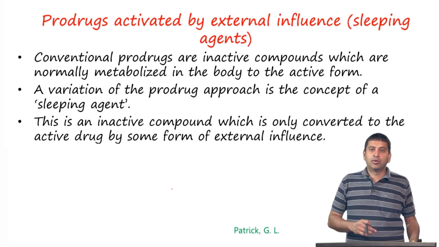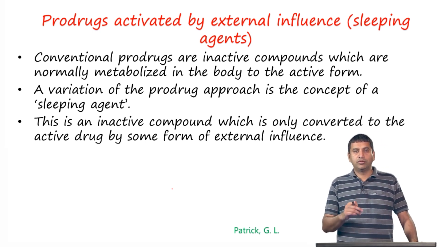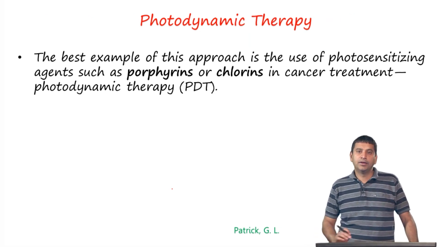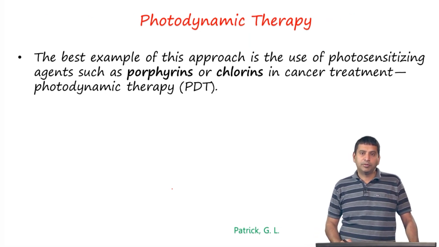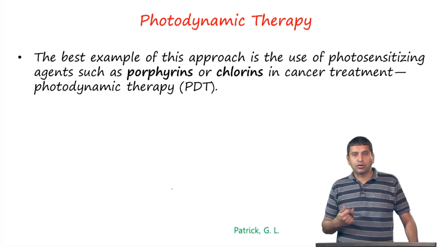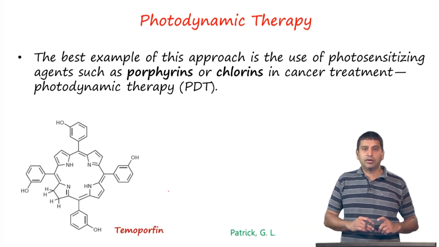A variation of this prodrug approach is to use what is known as a sleeping agent. Here the sleeping agent is an inactive compound which is converted to the active compound only by some external influence. The best example of this is the concept of photodynamic therapy. In photodynamic therapy, molecules known as porphyrins or chlorins are used. Here is an example of a porphyrin-like molecule.